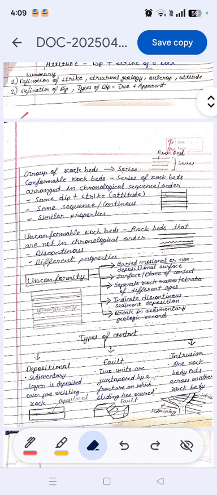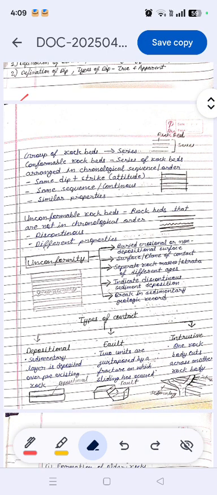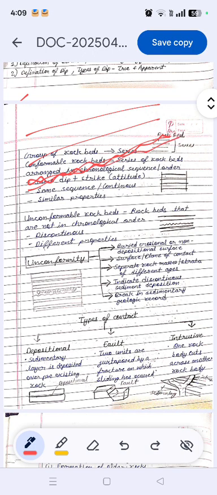Now what are unconformable rock beds? These are rock beds that are not in chronological order. Suppose these are the rock beds. These are the unconformable rock beds. Firstly, they are discontinuous because of this surface, and they have different properties above this surface. So what is this surface? This surface is the unconformity. This indicates the time gap between the two conformable series of rock beds.